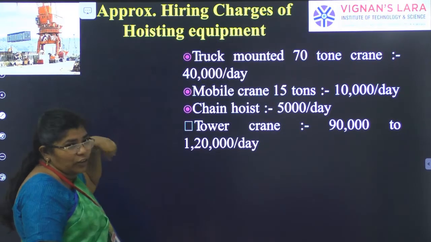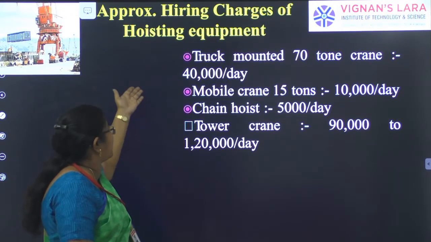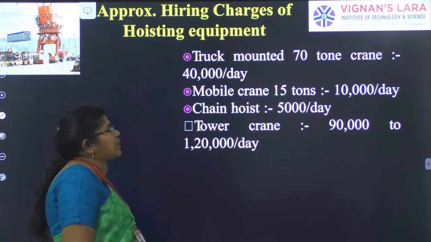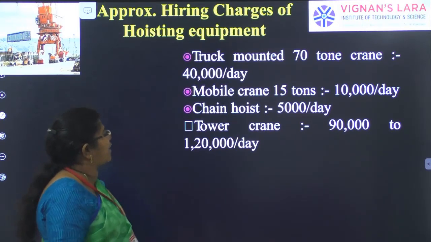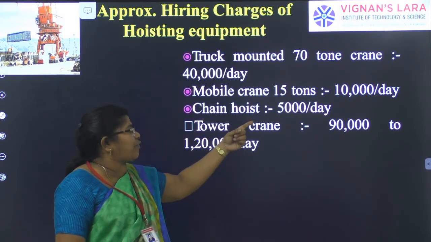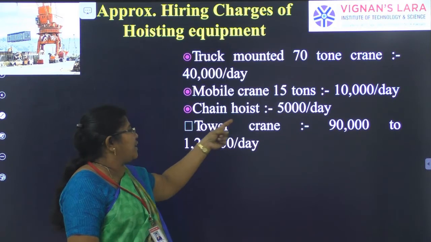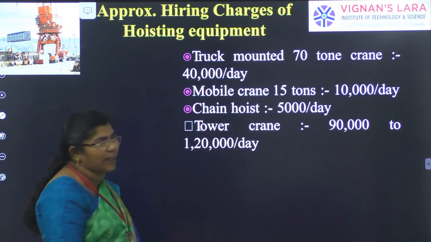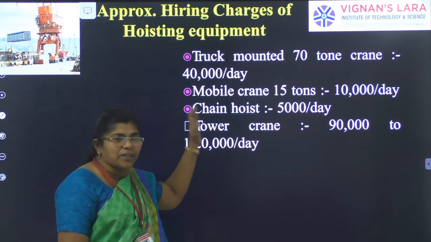So now I will tell you, we have come to the ending. Approximate hiring charges. If I want a truck mounted 70 ton crane, I will have to pay 40,000 per day. If it is a mobile crane of 15 tons, 10,000 per day. Chain hoist is 5,000 per day. Tower crane 90,000 to 1,20,000 per day. So approximately I have given.